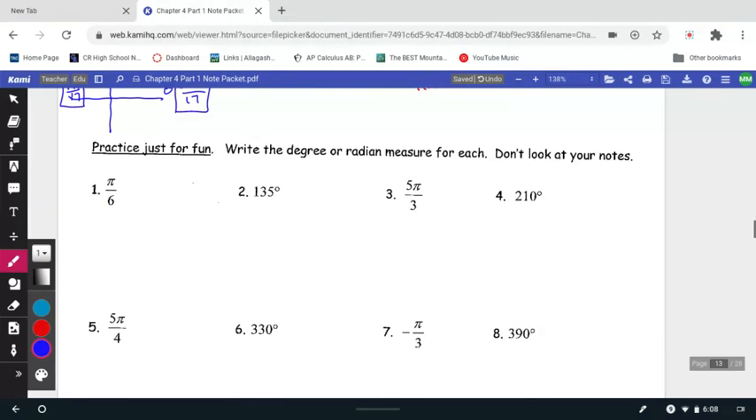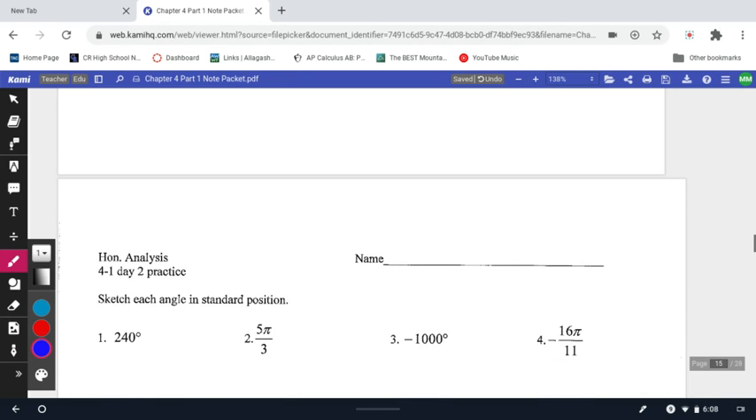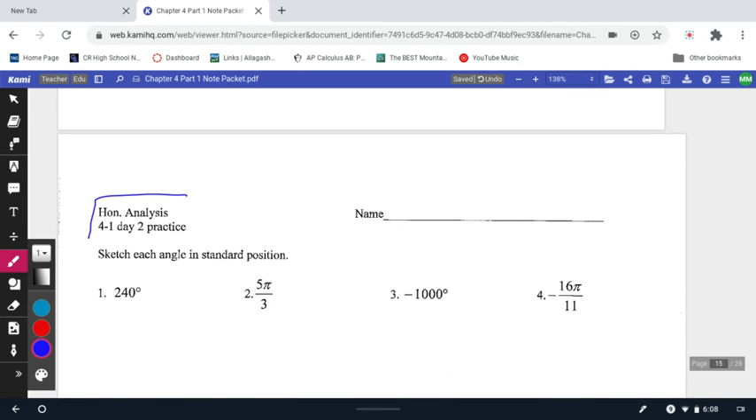If you need more practice changing degrees to radians, go ahead and practice these, okay? And for 9th period, this will be your homework for Thursday evening, okay? All right, done.